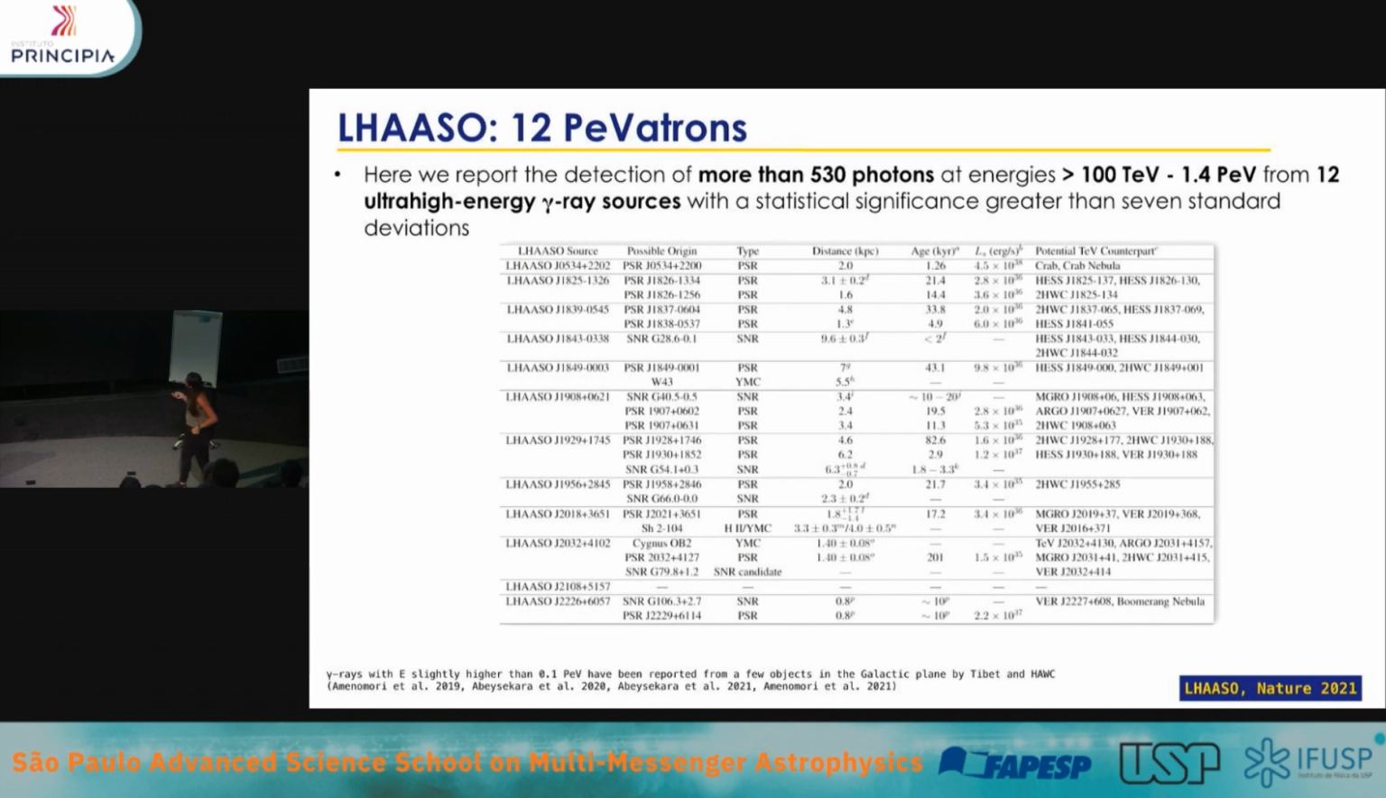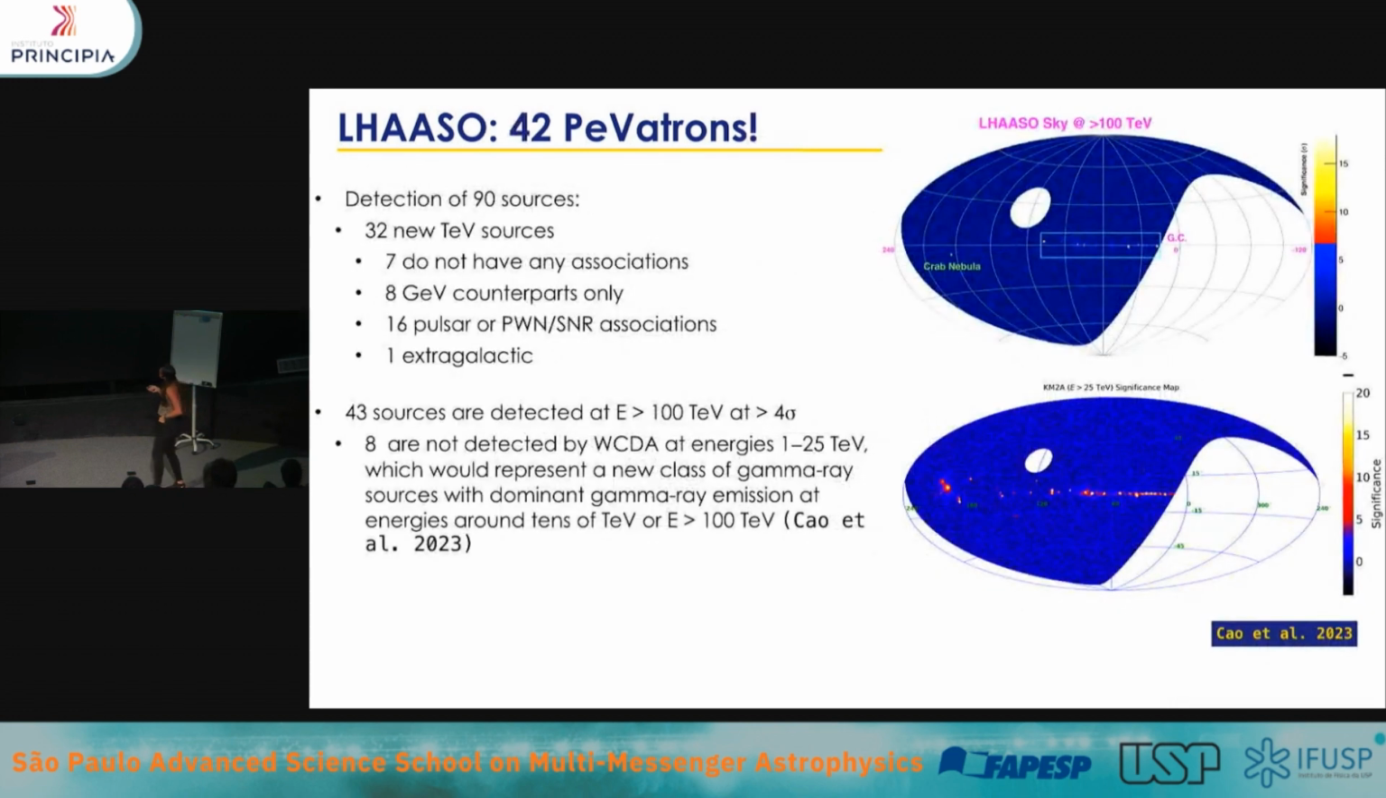But as I mentioned, mainly pulsar wind nebulae and pulsars. And exactly yesterday, they published the paper that we need to update the catalog. Reading the paper, what we see is that 7 of these 32 new sources do not have any association, so they haven't found any counterpart at lower energies.